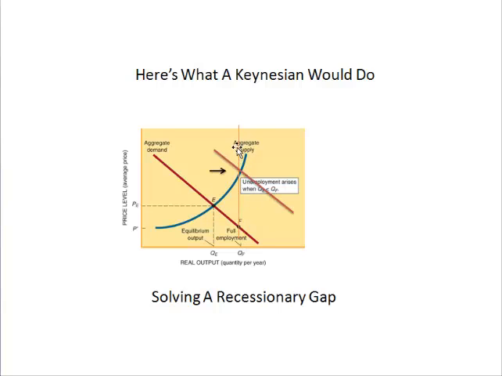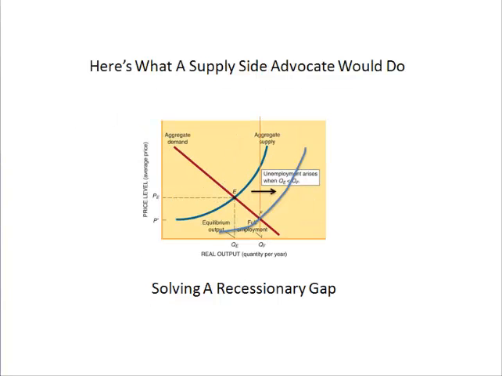And again, what a Keynesian would do, he would do something with monetary policy to cause investment to go up, and he would do something with fiscal policy to cause consumption to go up and government to go up, maybe buy another aircraft carrier. All right, so let's see what a classical or supply side person would do.